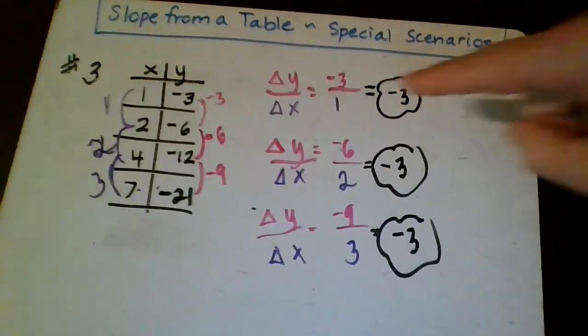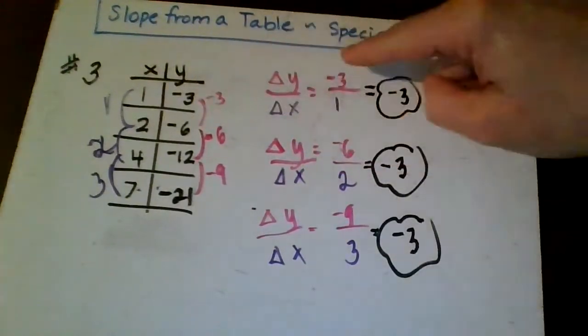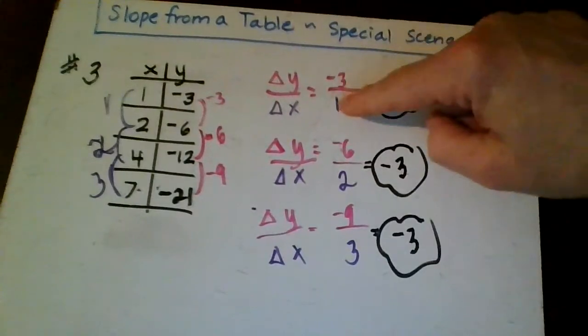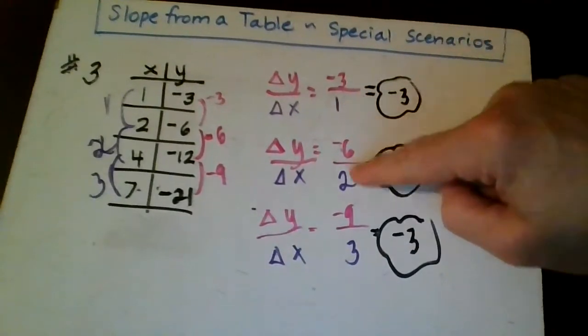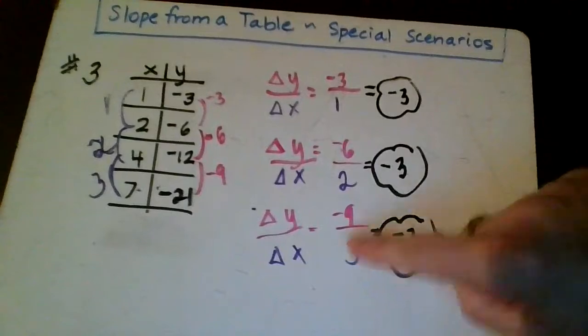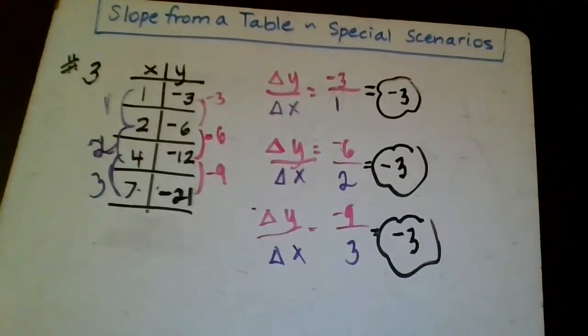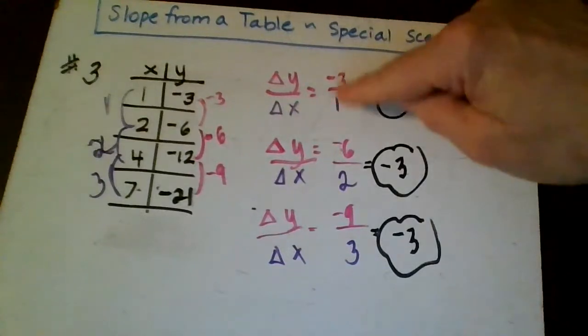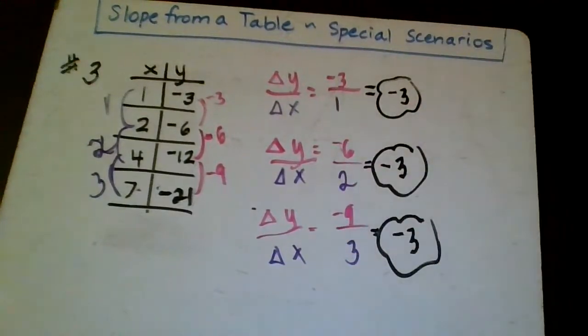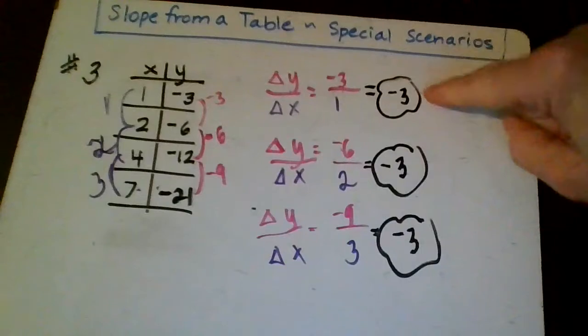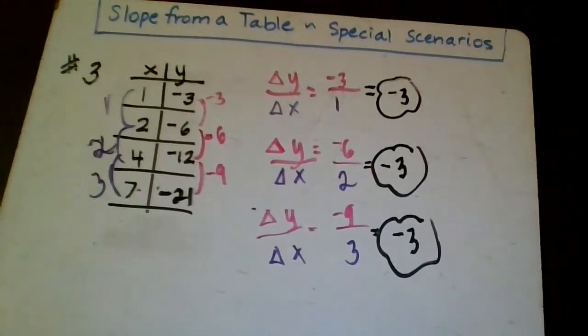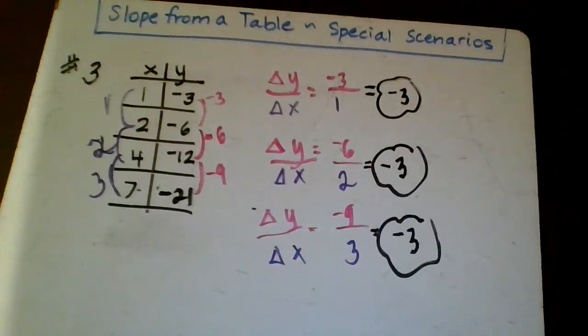So even though every set of pairs I had a different change in y over change in x, every single time it was different, what did I come up with in the end? -3 every single time. So don't let this freak you out. Once you simplify, we get the same answer. So the slope of this table is -3, and that's why it's a special scenario.